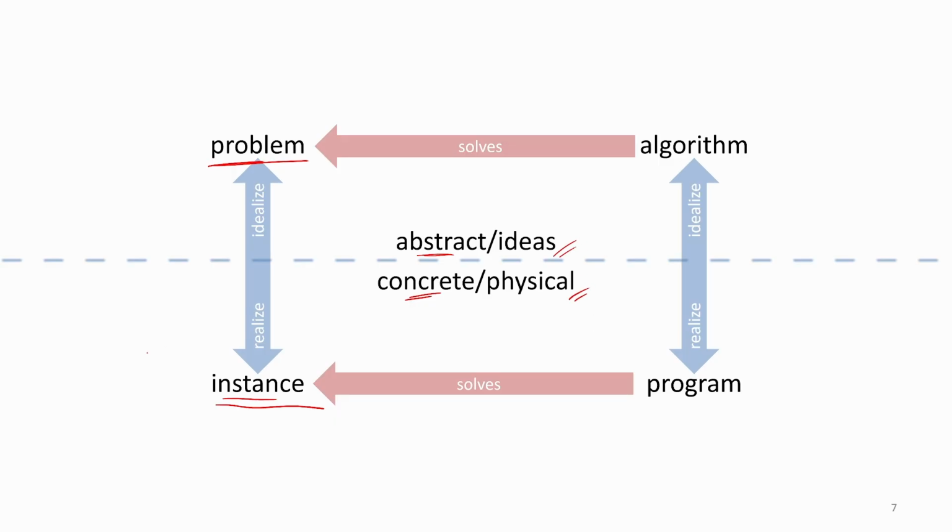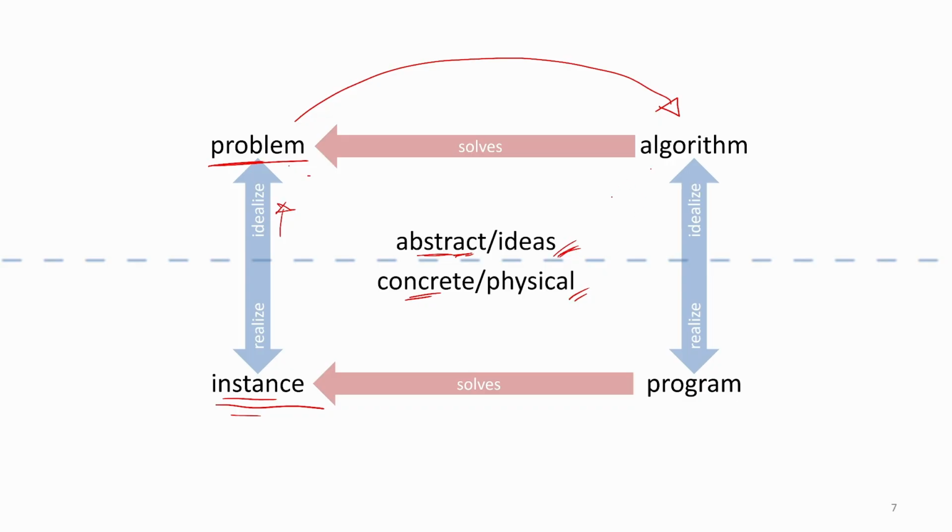So in the real world, we might have a real list of integers that we really want to find the minimum from. What we do is we idealize, meaning we turn that into a general problem, or we might say generalize, and we turn that into a problem. Then we can come up with an algorithm that solves the problem. Now, the algorithm is still abstract and it's still in the world of ideas.